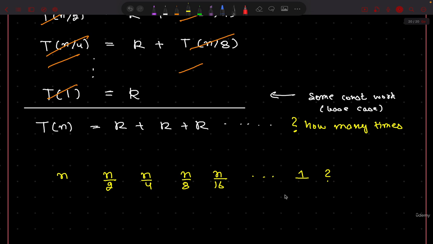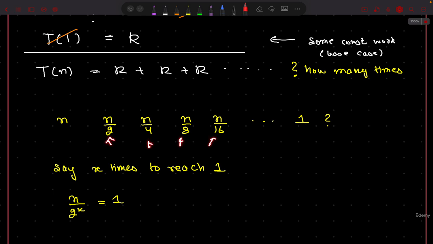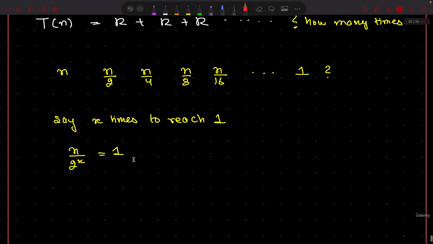Now, let us assume this is x, and what I can write is, say x times to reach 1, okay? If that's the case, then n by 2^x is equal to 1. I can write it like this because at each and every step, I'm just multiplying by half, 1 by 2, x times. It is just 2 to the power x, so n by 2 to the power x is equal to 1. If that's the case, then I can write it as n is equal to 2 to the power x.